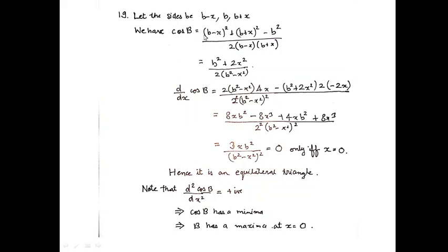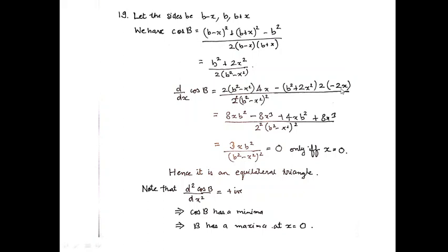Now replacing a by b minus x and c by b plus x, you get this term. And on simplifying, you'll get this. Now cos B is this. We differentiate cos B. On differentiating cos B, we'll get this expression, u by v differentiation. See, this is 2 into b square minus x square. Okay, v into du by dx minus u, which is b square plus 2x square, into dv by dx.